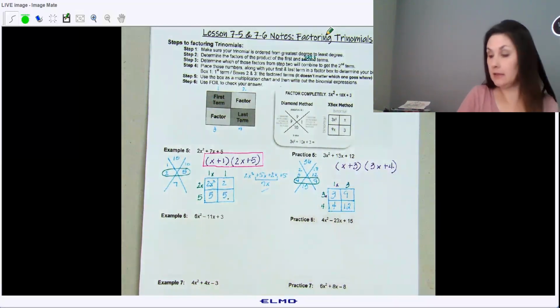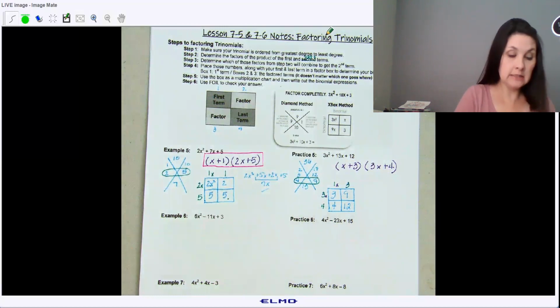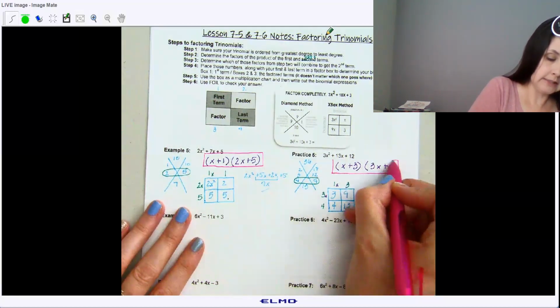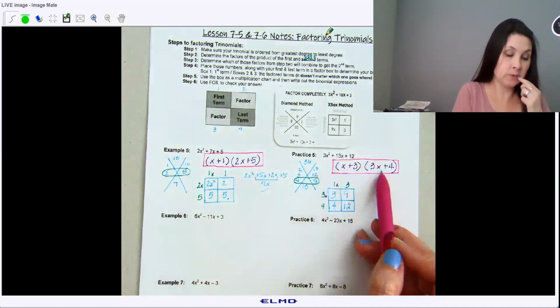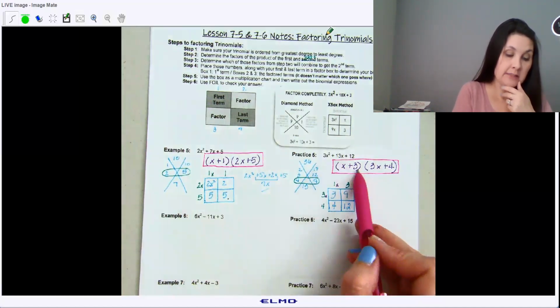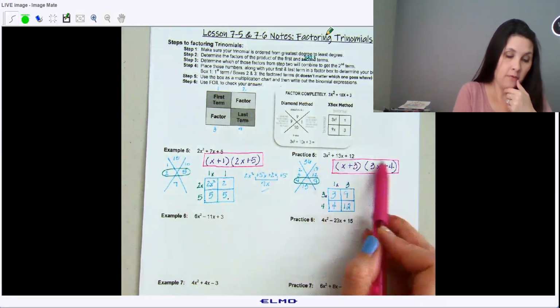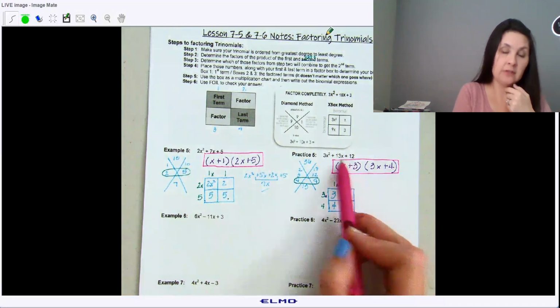Okay. And if you would like to check these, you can using FOIL. And some of you could probably check it in your head. So 3x squared, that's right. And then the last two terms is 12, that's correct. And then you have 4x plus 9x, which gives you 13x.